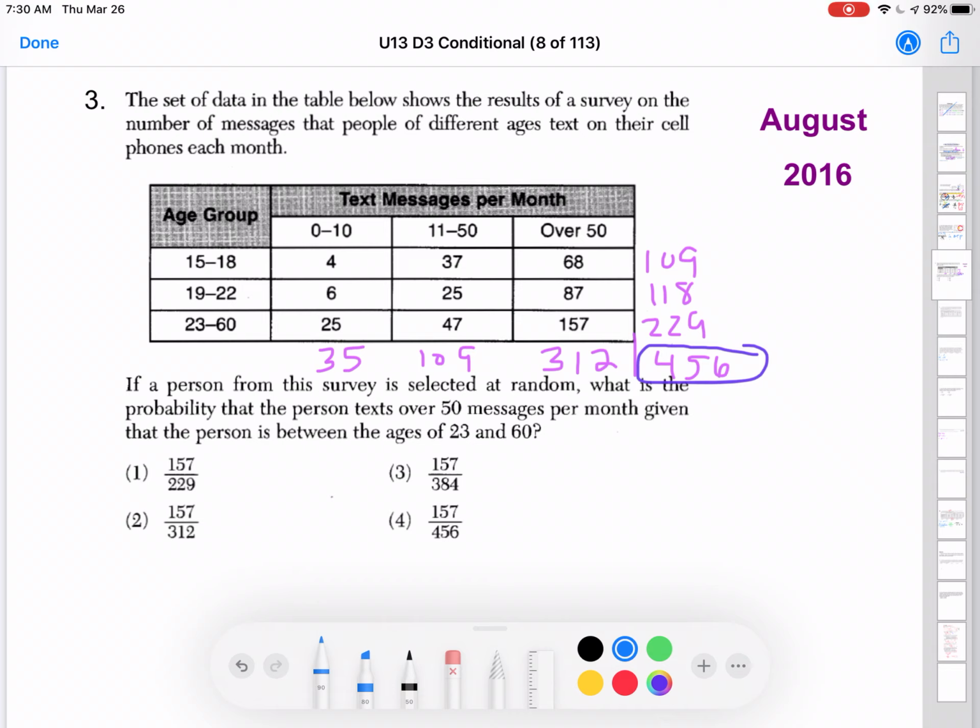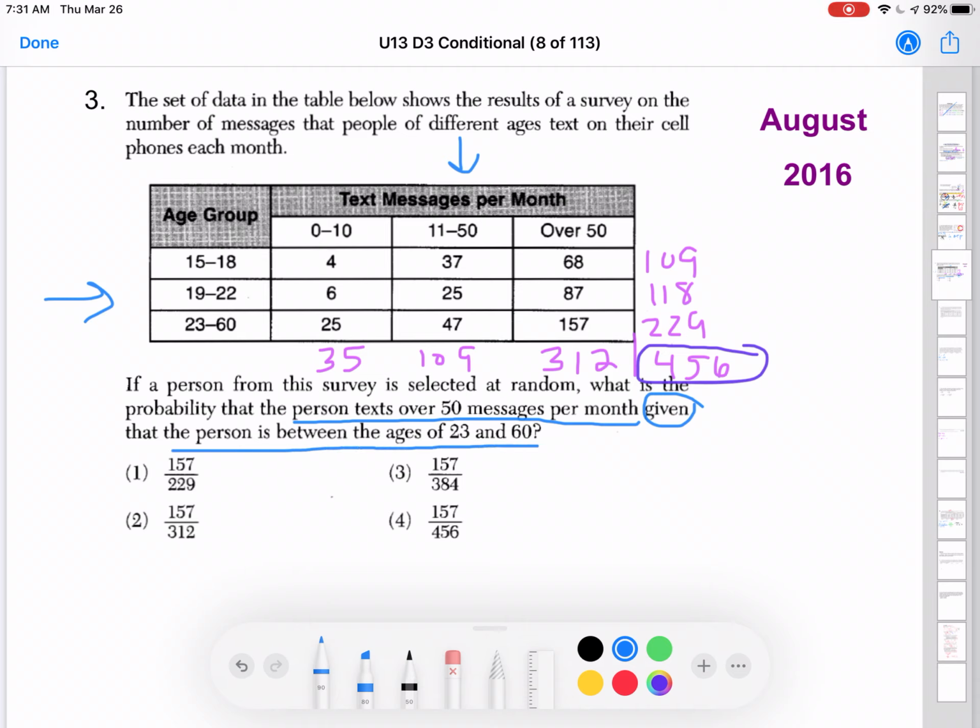The set of data in the table below shows the results of a survey on the number of messages that people of different ages text on their cell phone each month. So we're comparing how old you are with the amount of text messages you send a month. If a person from the survey is selected at random, what is the probability that the person texts over 50 messages per month, and here's our special word, given that the person is between the ages of 23 and 60?